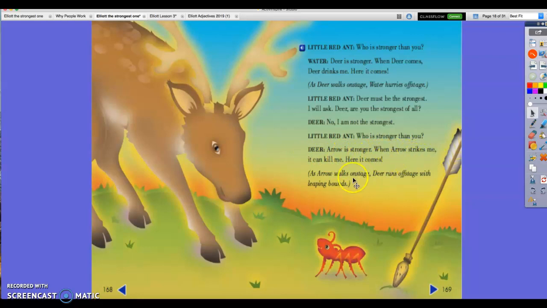When arrow strikes me, it can kill me. Here it comes. And then arrow walks on stage, deer runs off stage with leaping bounds. So the deer went off safely.